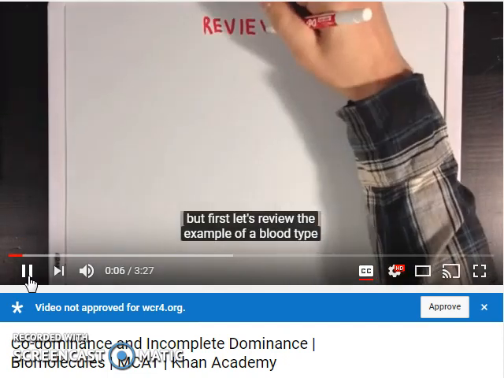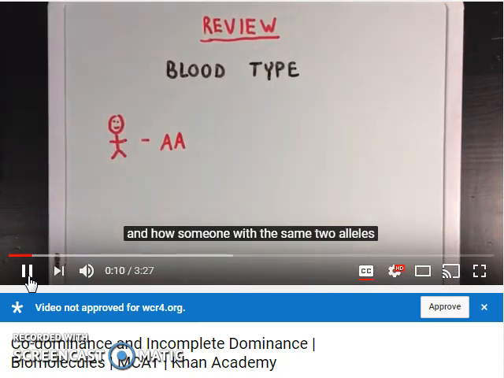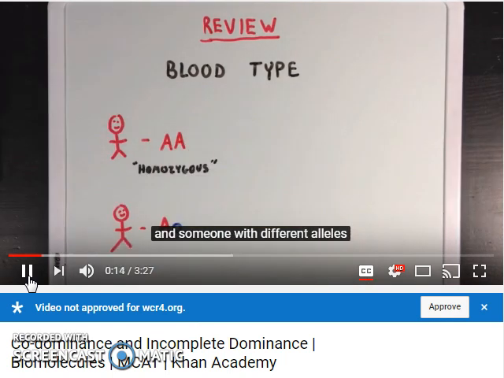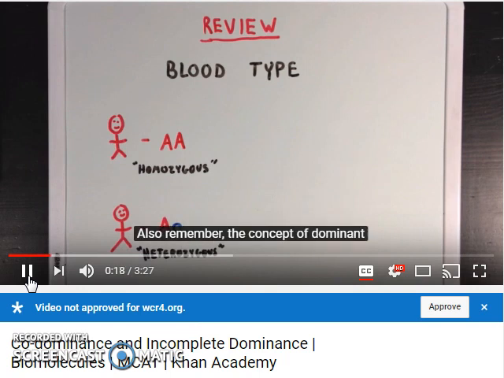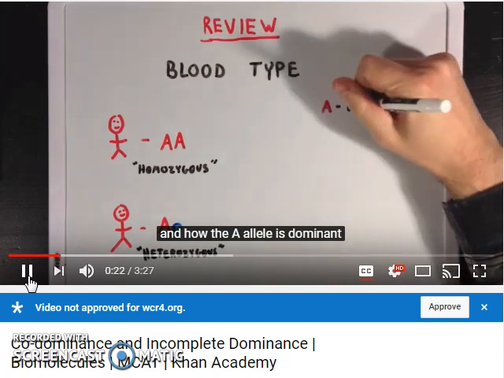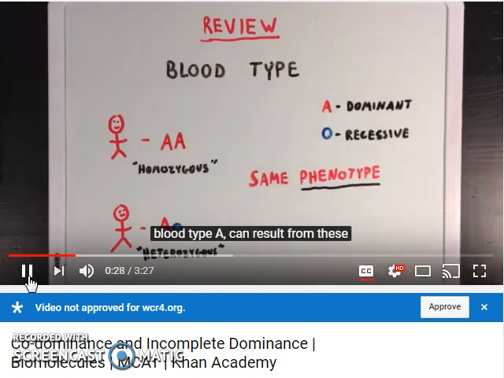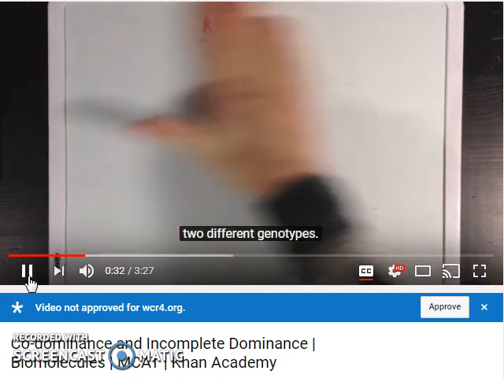But first, let's review the example of blood type, and how someone with the same two alleles coding for the same trait would be called homozygous, and someone with different alleles would be called heterozygous. Also remember the concept of dominant and recessive alleles, and how the A allele is dominant over the O allele in this example. This means that the same phenotype, blood type A, can result from these two different genotypes.